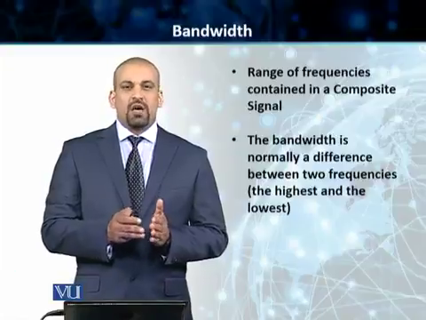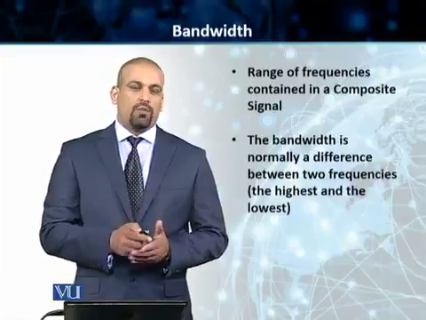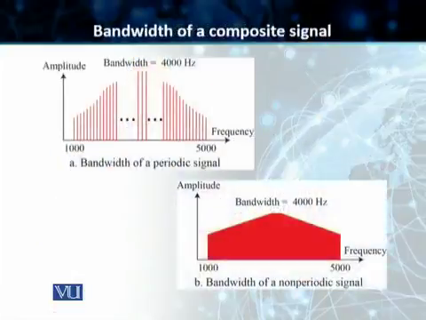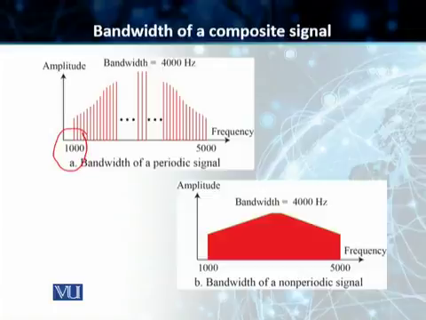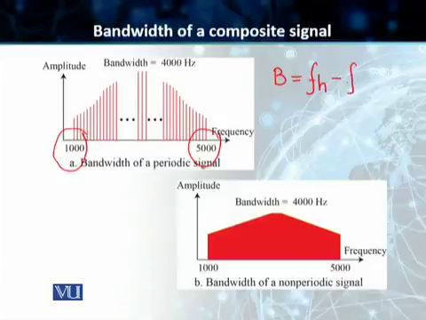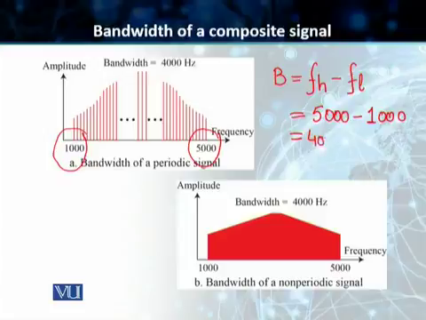Students, let's move to a slide, and I'll give you an example of how we calculate the bandwidth of this composite signal. As you can see, on the top, we have got a periodic signal, a composite periodic signal, and it's got a range of frequencies. The smallest frequency out here is 1000 hertz, and the highest frequency is 5000 hertz. If you need to calculate the bandwidth now, it's going to be the highest frequency minus the lowest frequency. In this particular case, it is 5000 minus 1000, and we get 4000 hertz.